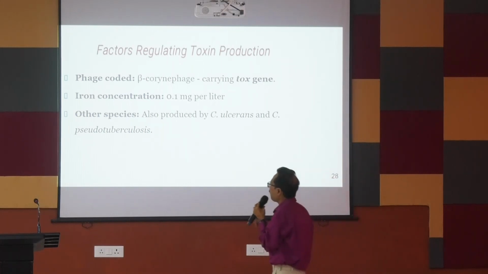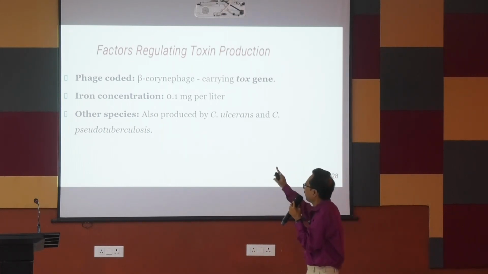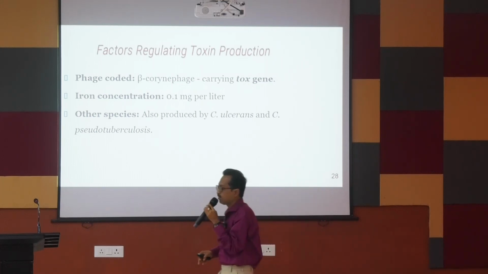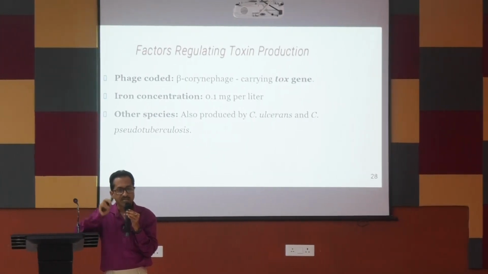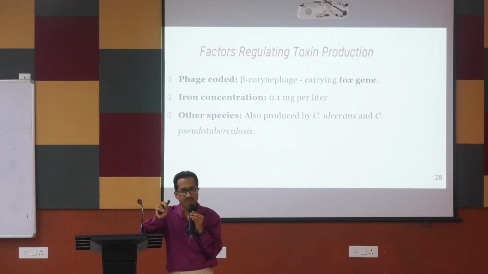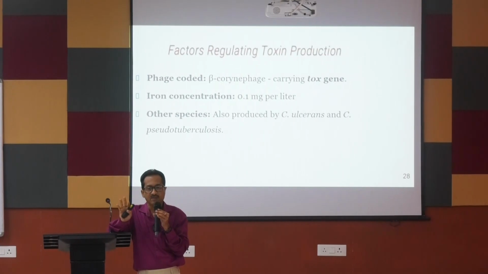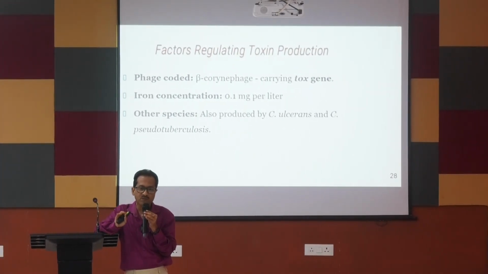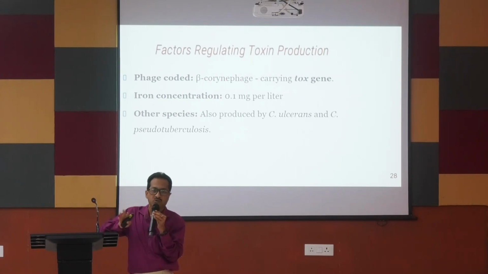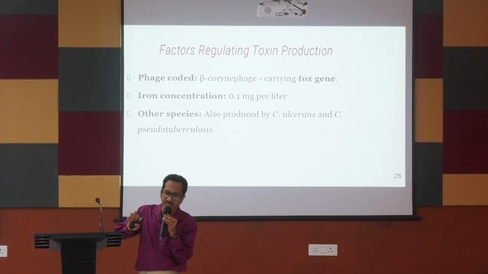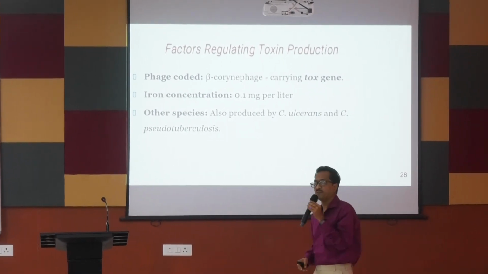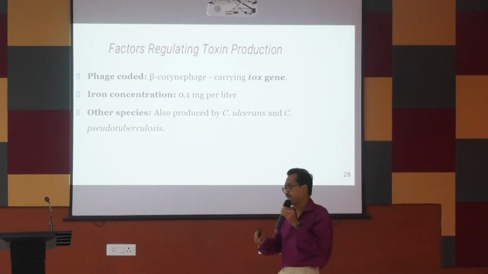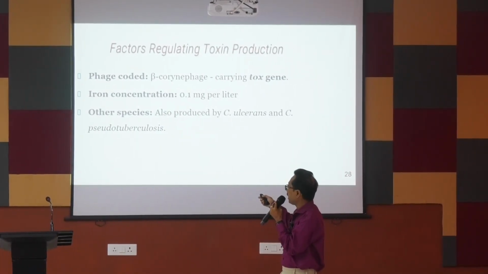Next, toxin: phage coded, beta corynephage. Phage coded means that it is a corynephage, a virus, that is still in the Corynebacterium diphtheriae bacilli. Then it is toxigenic. If the corynephage goes out of the bacillus, the Corynebacterium diphtheriae becomes non-toxigenic. So this tox gene, or the virulence factor, is only expressed when it is infected with corynephage, a phage virus. So that is called phage coded.